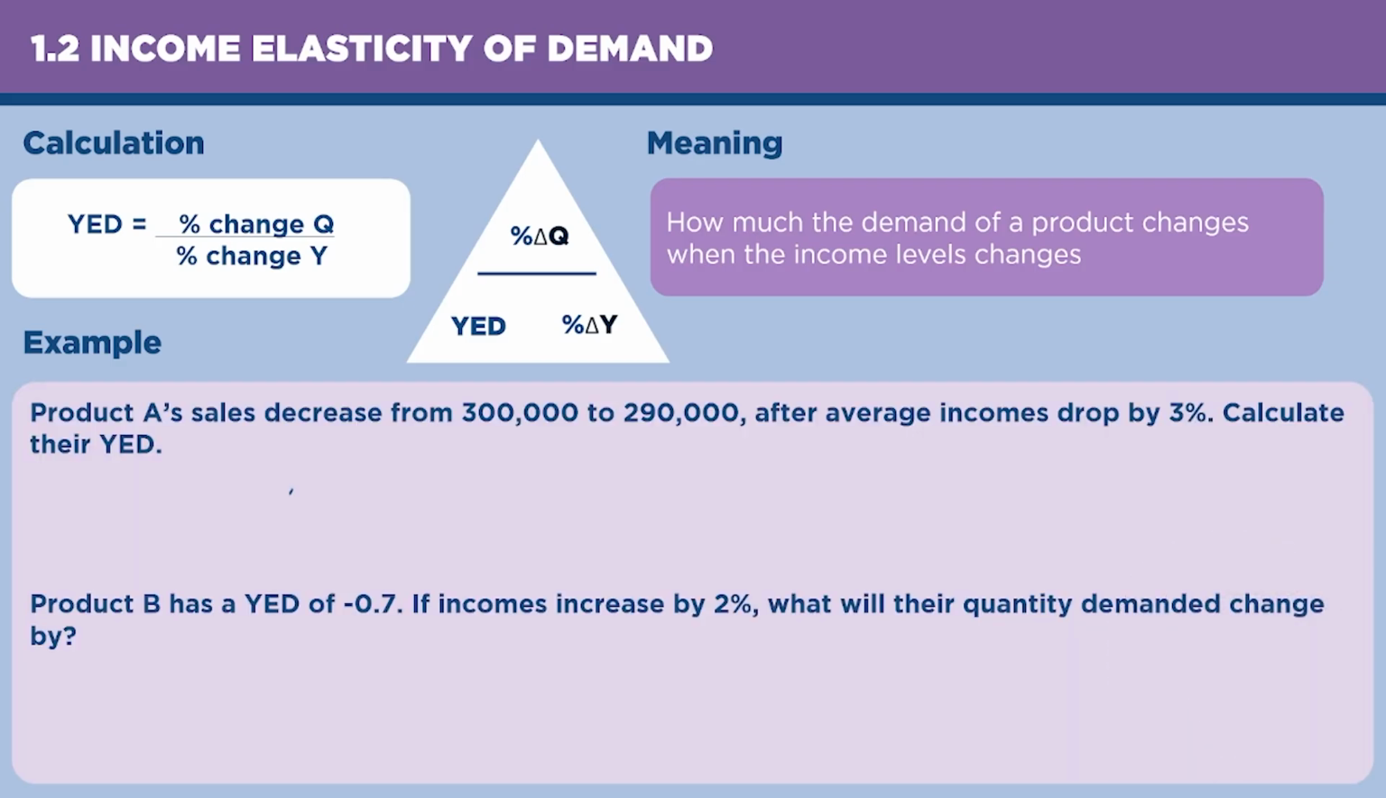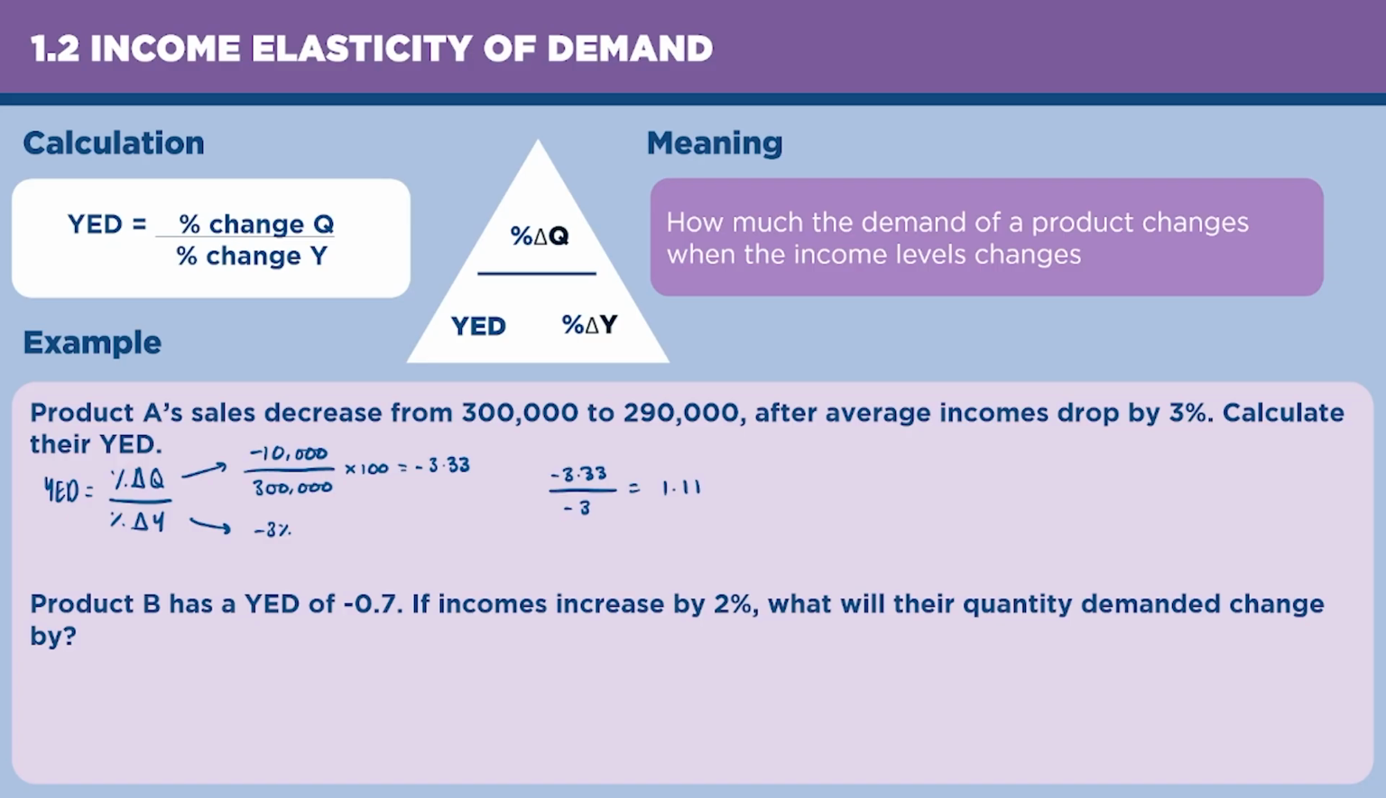Product A's sales decrease from 300,000 to 290,000 after average incomes dropped by 3%. So average incomes have dropped and demand has dropped. Income elasticity is percentage change in quantity over percentage change in income. The quantity has dropped by 10,000, so that is a percentage change of minus 3.33. We've been given an income drop of 3%, so it's minus 3.33 over minus 3, which gives us a positive income elasticity of demand of 1.11. That would make this a luxury product because it's above 1.